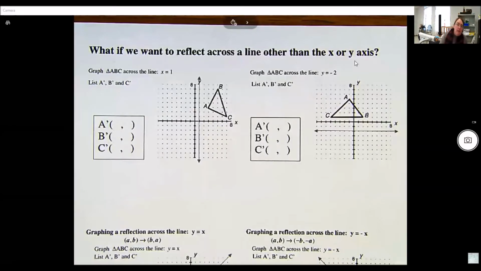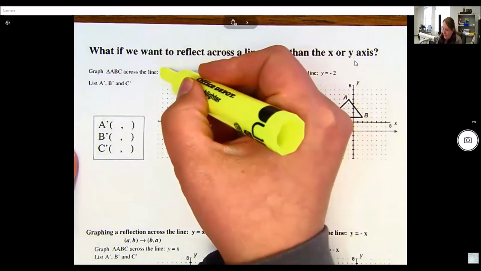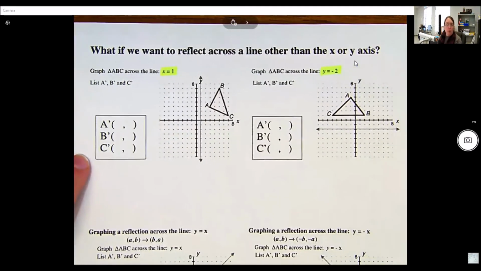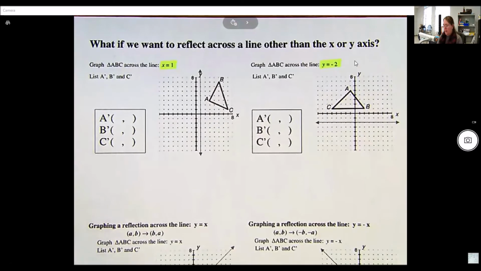We're on the back of the notes now, and we're thinking about the question: what if we wanted to reflect across a line other than the x or the y-axis? Let's say we wanted to reflect across the line x = 1 or y = -2. Those are both reasonable things to want to reflect across. But there's not a rule like there is for reflecting across the x-axis or the y-axis. All that you do is count to the line of reflection and then count that same number away from the line of reflection. Let me show you what I mean.